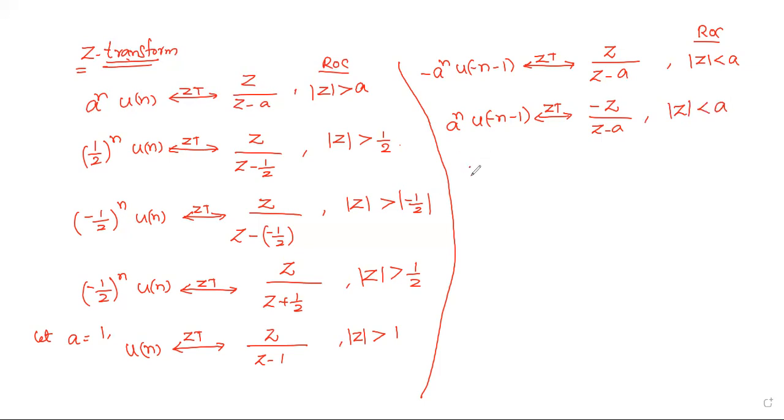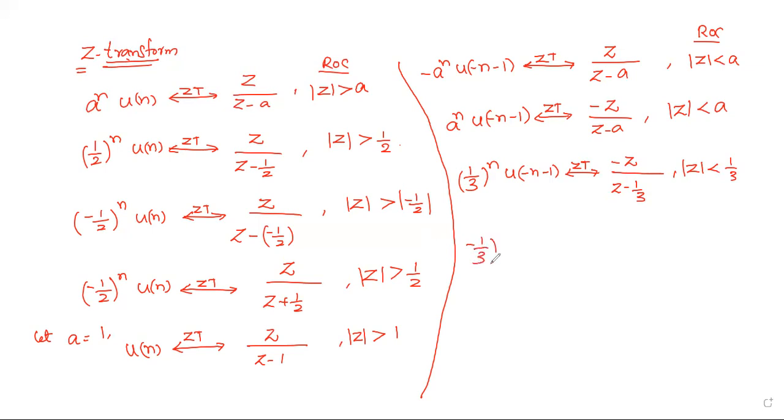Now we will take one example. 1 by 3 whole power n u of minus n minus 1. So now what is the Z transform for this? Minus Z by Z minus 1 by 3, mod Z is less than 1 by 3.